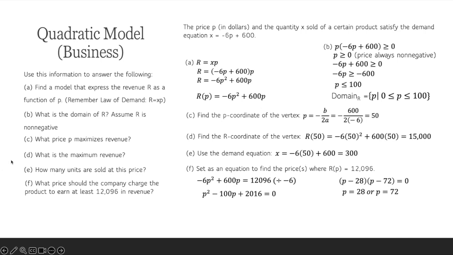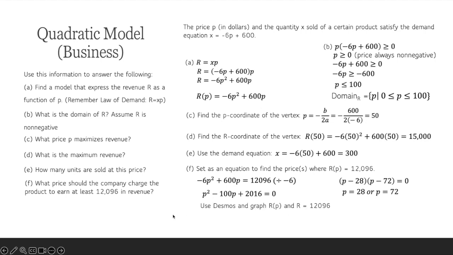It's not 106, it's $96. $12,096. But they don't want exactly that value of revenue. They want at least 12,096. So it means it can be 13,000, can be 14,000, can be 14,500, up to 15,000, because this is the max that's possible. And then what are those values?